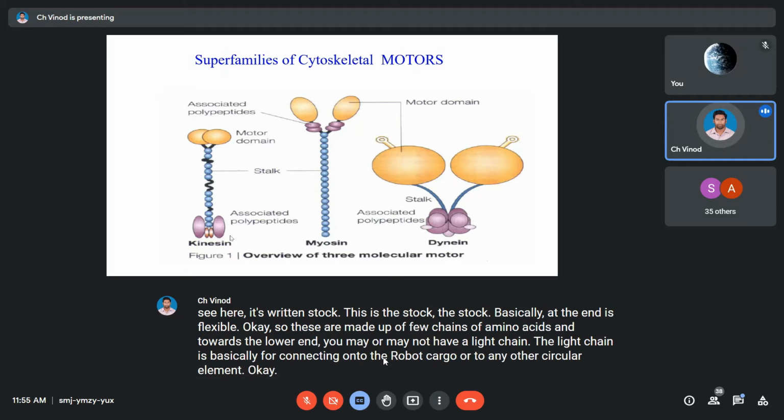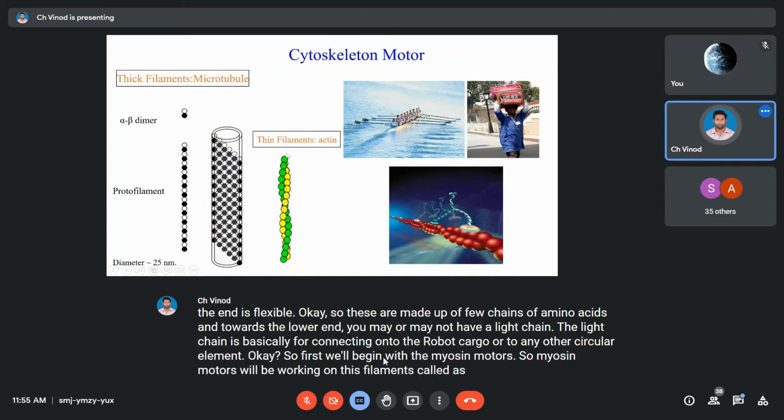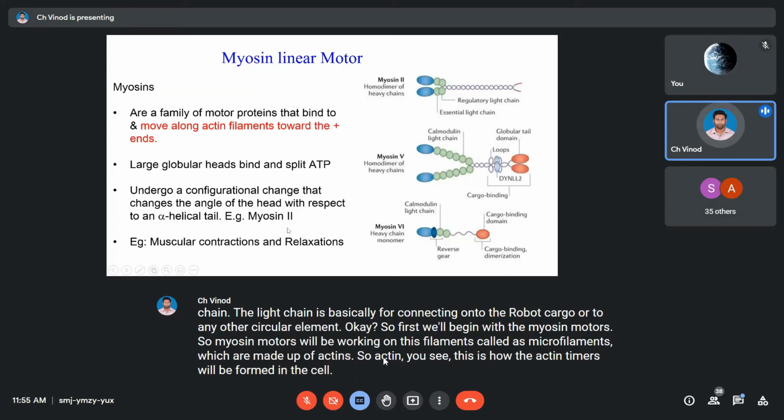Okay, so first we'll begin with the myosin motors. Myosin motors work on filaments called microfilaments, which are made up of actins. So actin, you see, this is how the actin dimers will be formed in the cell. These myosins usually make the movement towards the positive end.